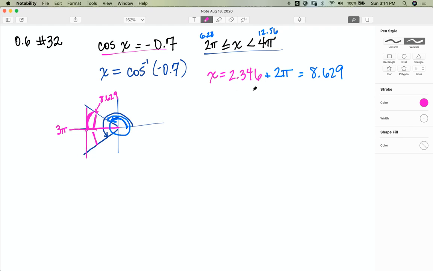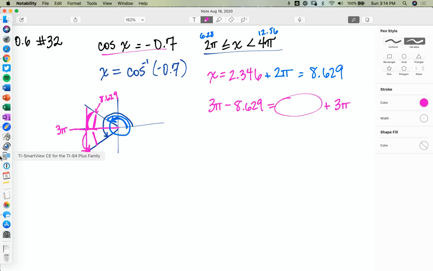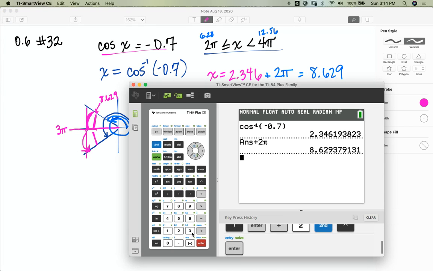And then what we'll do is take that difference here and then add it to 3 pi and we'll get that angle as well. So what we're going to do in the calculator is take 3 pi, we're going to subtract 8.629, and then whatever that answer is, we're going to add that back to 3 pi, and that will take us the same amount of space over to the other side. So let's go back to our graphing calculator and let's go 3 pi minus our previous answer.